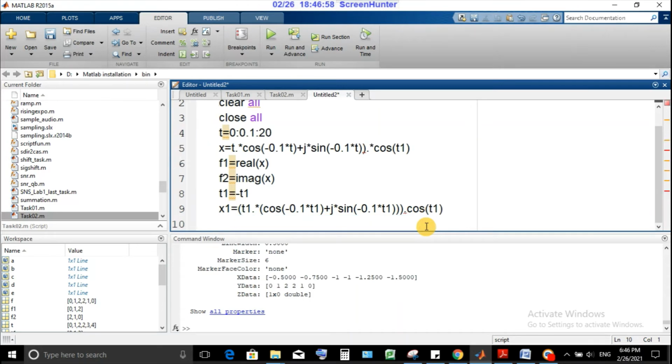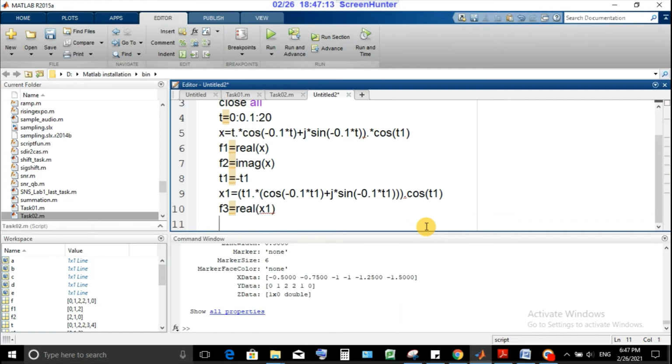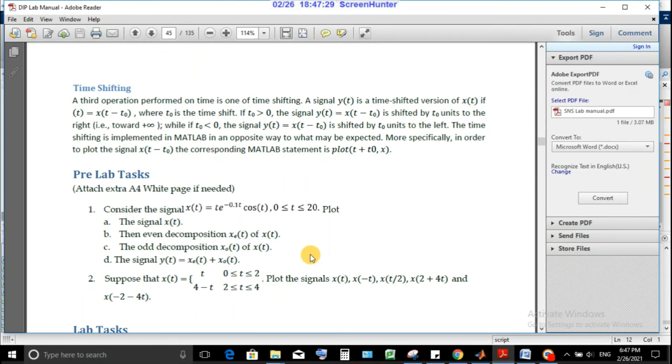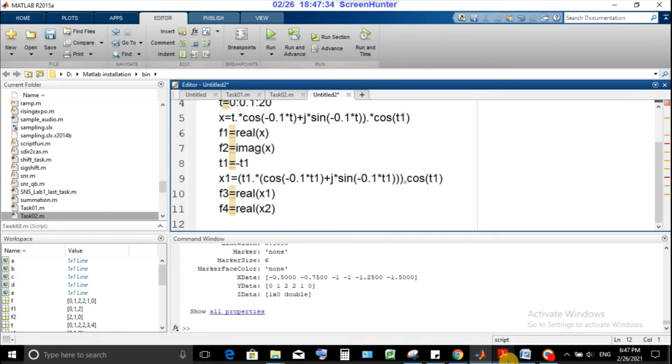F3 is equal to real part of x1, we will name it as x1, and F4 is equal to real part of x2. Now, as written in the manual and the Prelab, first we have to plot the original signal x of t and then even decomposition and then other parts.